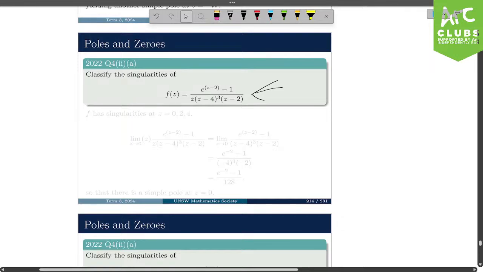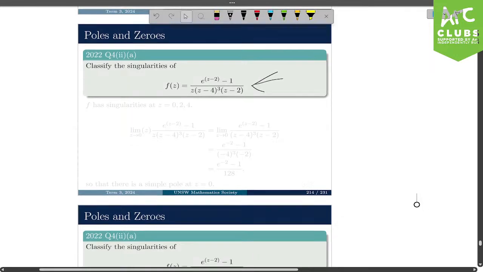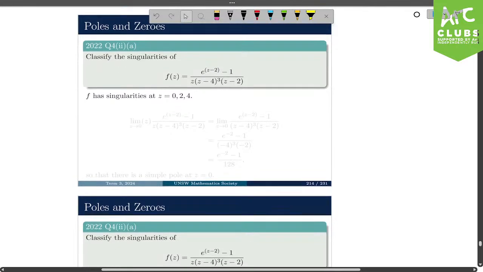Now, we're going to classify the singularity of this one. So, at z, we check in 0. When we chuck in a 0, what do we get?